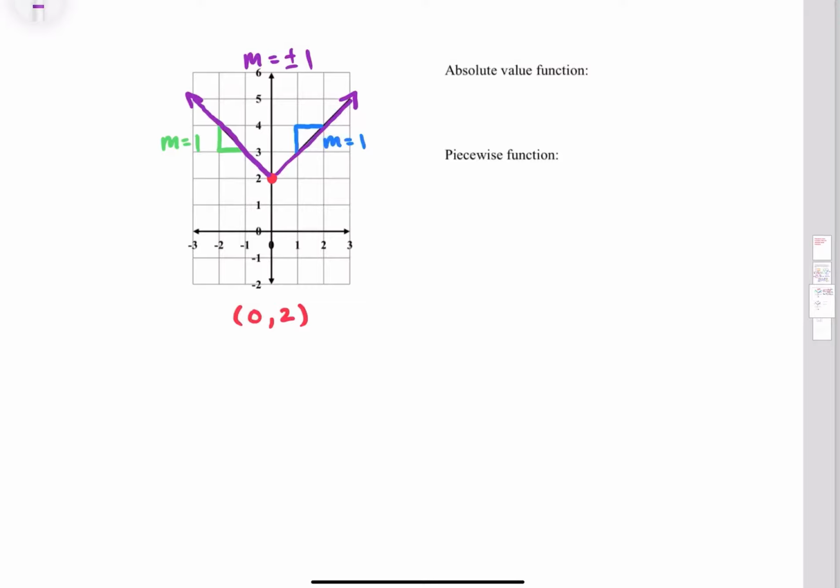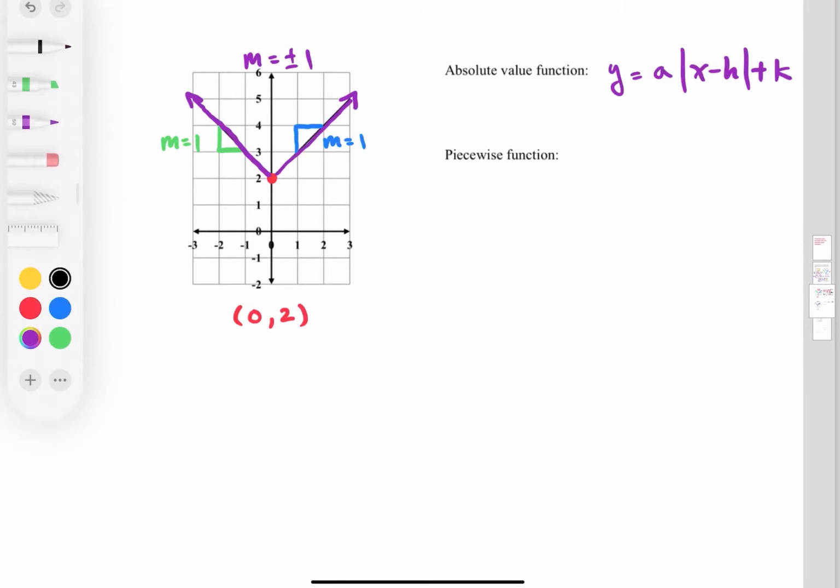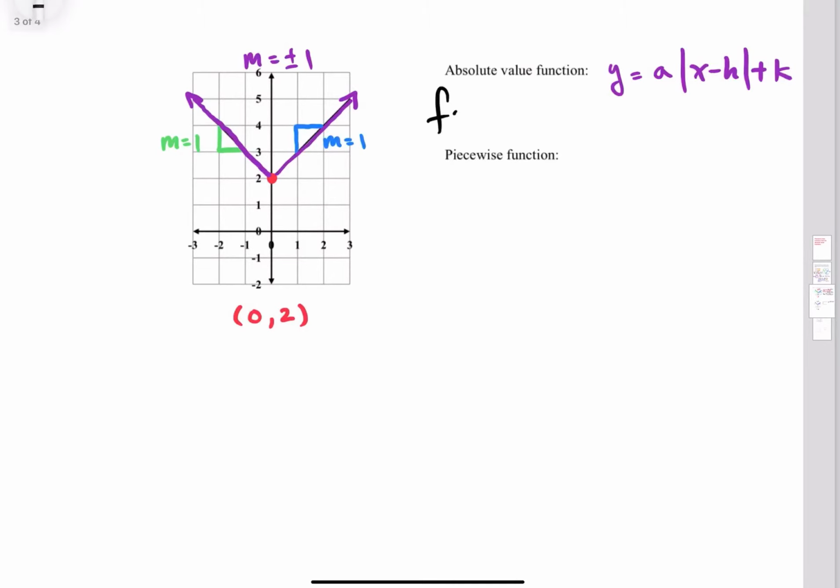All right, so now that we know it's an absolute value function, this time let's go ahead and write out the absolute value function first. So I'm going to write out that rule again. y is equal to a times the absolute value of x minus h, plus k. And remember, the x minus h is inside our absolute value. So if I were to write this out in terms of a function, f of x, I'm going to put in the things that we're always going to have.